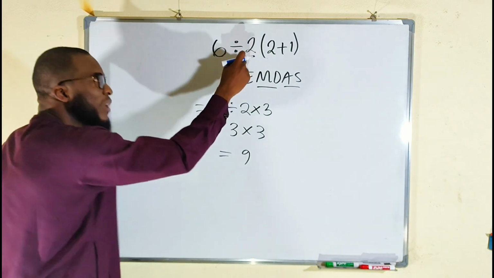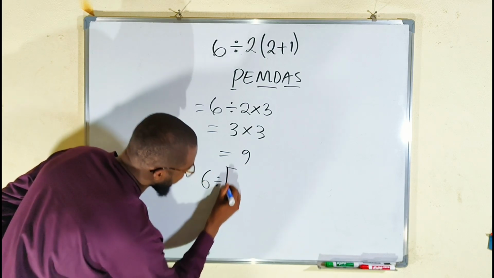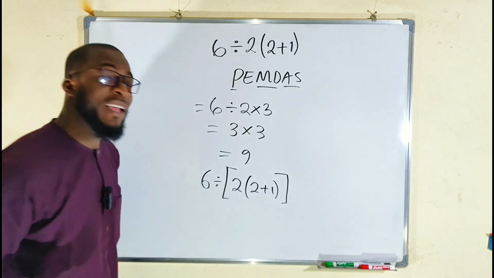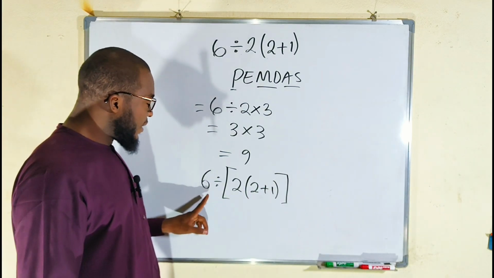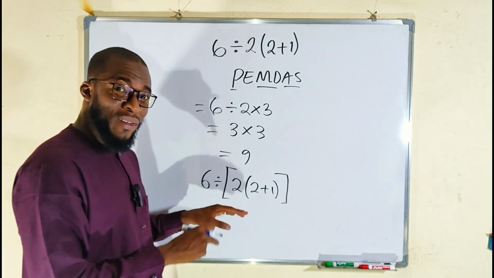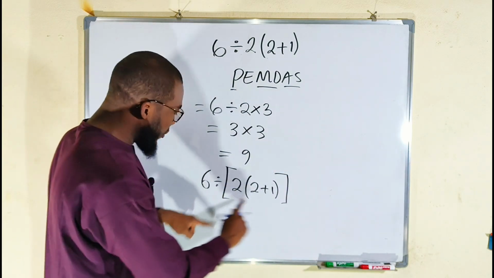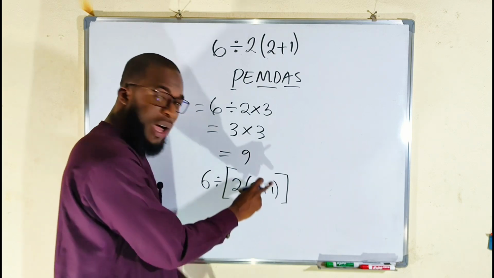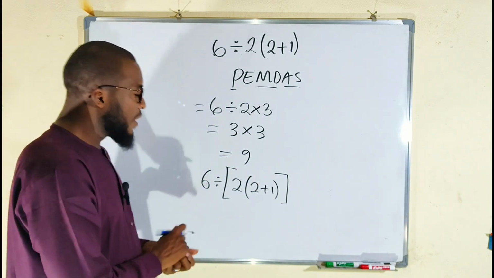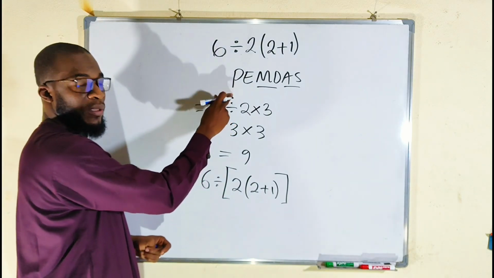But I'm going to show you why other people are getting 1 instead. Did you know that this particular question is different from 6 divided by 2 plus 1? They are entirely different. This is telling us 6 should divide the whole of this. This is why I told you misuse of parentheses may give you wrong answers. Because of this bracket, it means 6 should divide whatever you have inside this bracket.